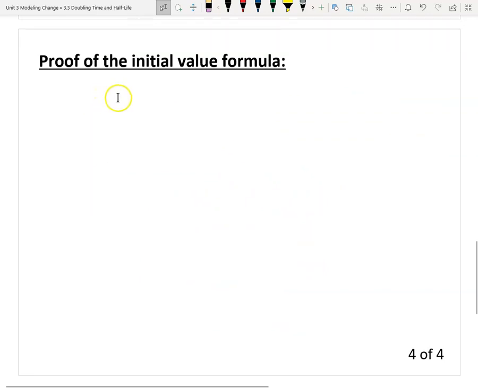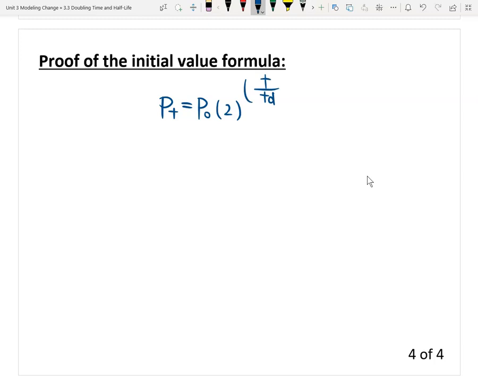Okay. Now, let's prove the formula. Here is the proof for the initial value formula. Let's start from this formula, which is the doubling time growth model we do have, right? Let me write here. PT, the future, equals P0, the initial, times 2 raised to the power of t over td. In this formula, we need to find what is P0, which means we have to solve this equation for P0.